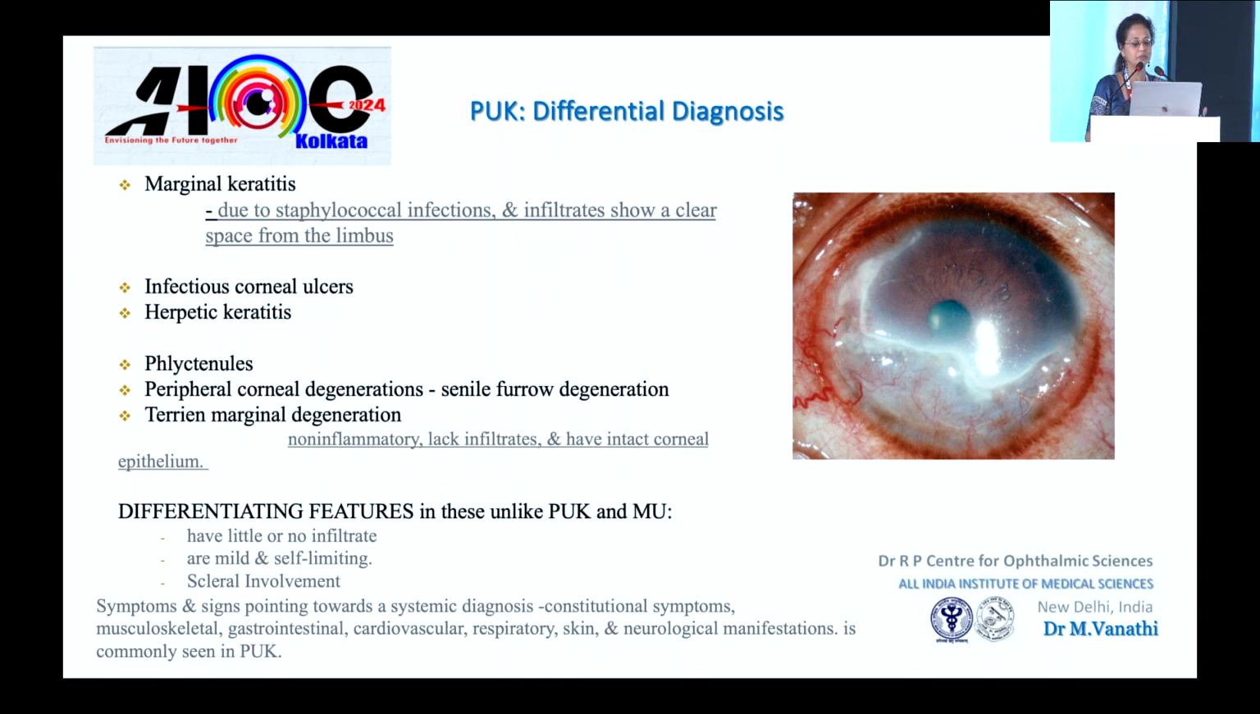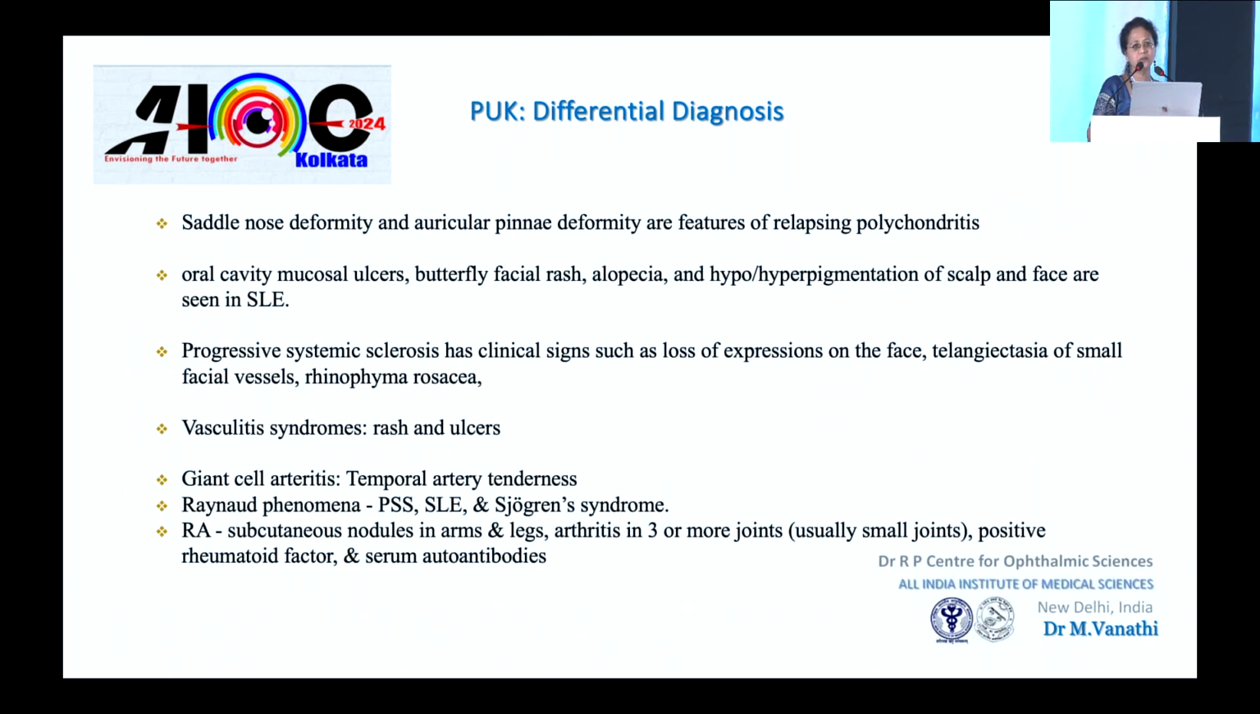Again, the other signs are the presence or absence of infiltrates, and the lesion being more or less virulent depending upon the morbidity of the lesion. I'm just going to run you through the important differentiating features in systemic examination which can point you towards a PUK occurring secondary to a systemic disease, like a saddle nose deformity and auricle pinnae changes. You can have oral ulcers, mucosal ulcers, a butterfly rash of the face. These are all telltale signs that the patient has SLE or relapsing polychondritis. Systemic sclerosis features include telangiectasia of the facial vessels and rhinophyma.